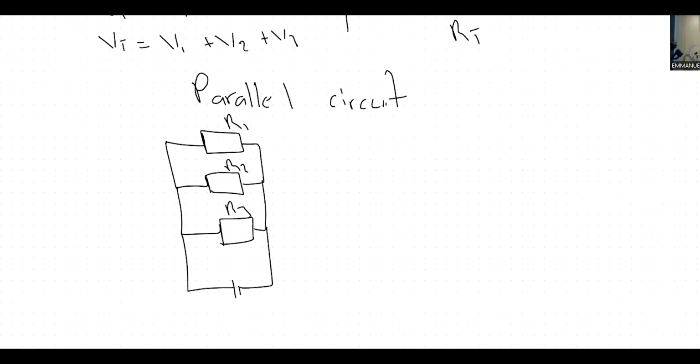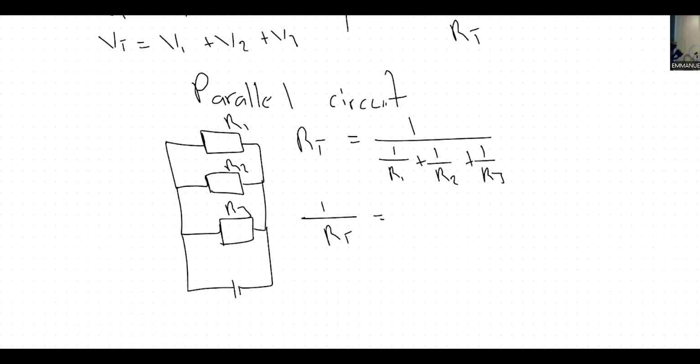For me to find my total resistance on this, I can use this formula which says 1 over RT is equal to 1 over R1 plus 1 over R2 plus 1 over R3. Please note this formula is not saying RT is equal to this. So whatever you are going to get is not your final answer since it's saying 1 over RT.